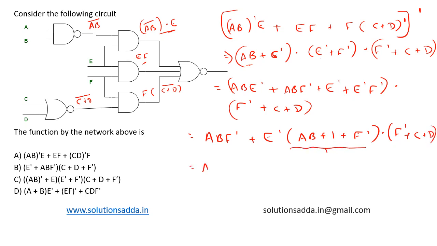So rewriting, AB F bar plus E bar into (F bar plus C plus D). So going by the options, it is option B, that is E bar plus AB F bar into (C plus D plus F bar). So option B is the correct answer.